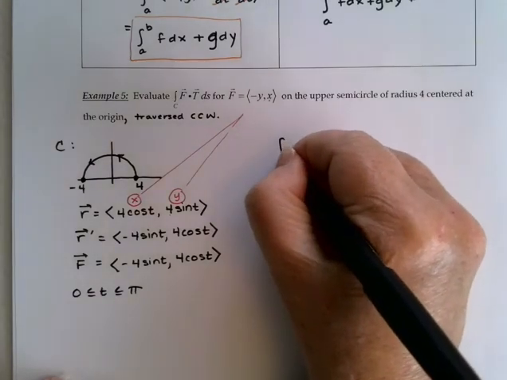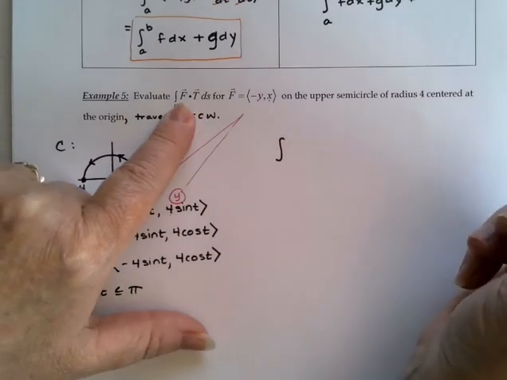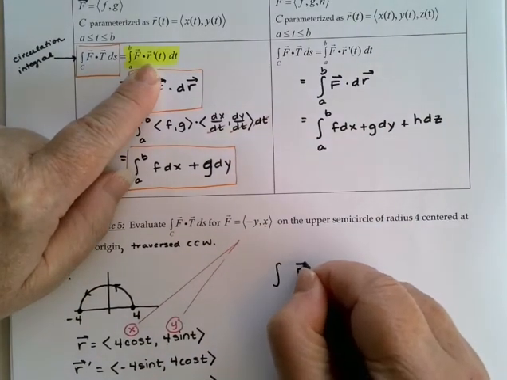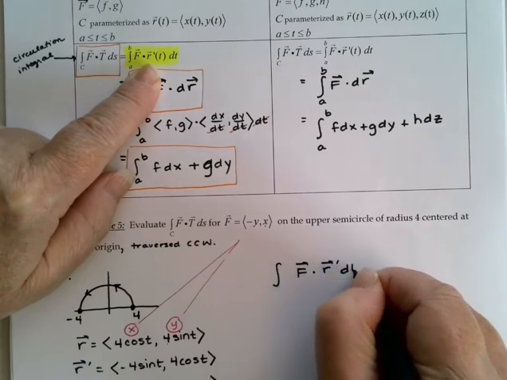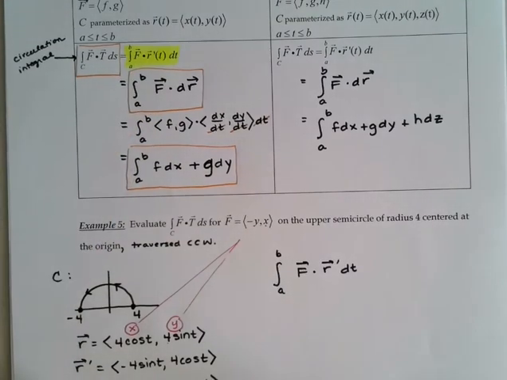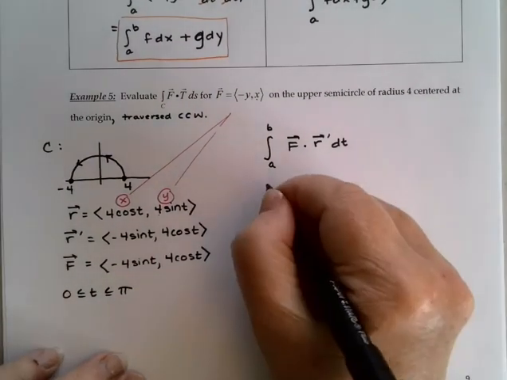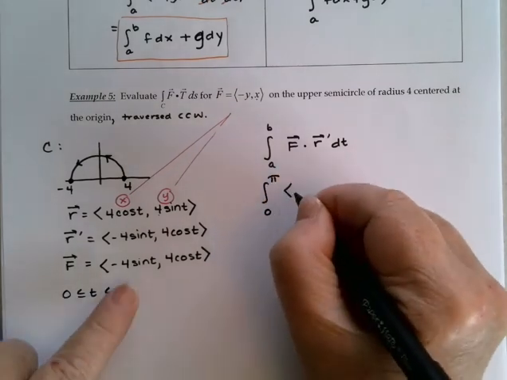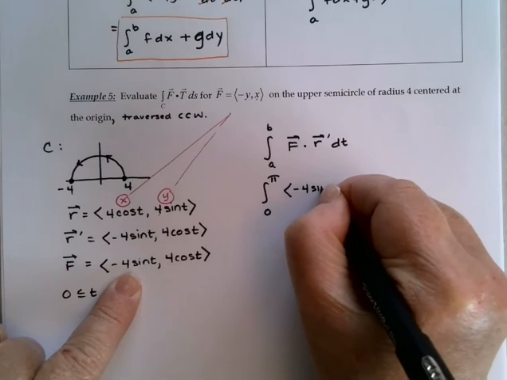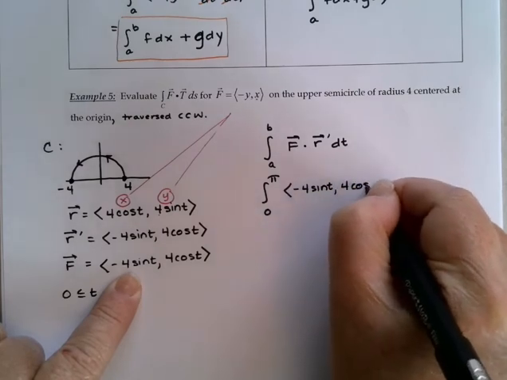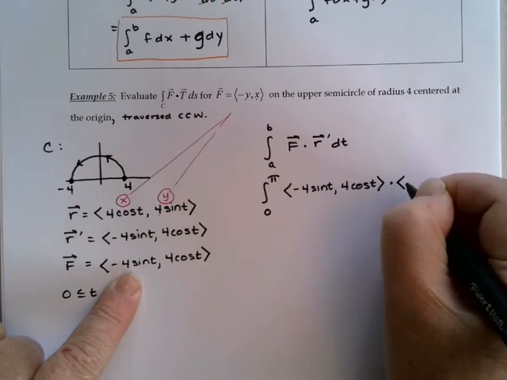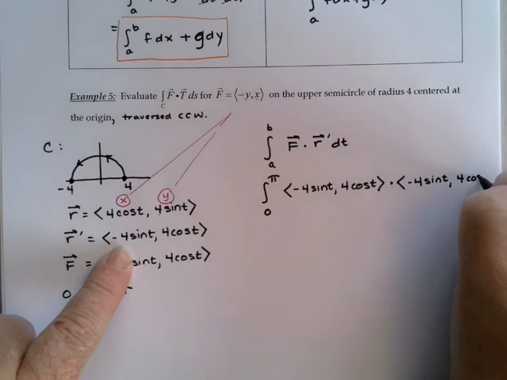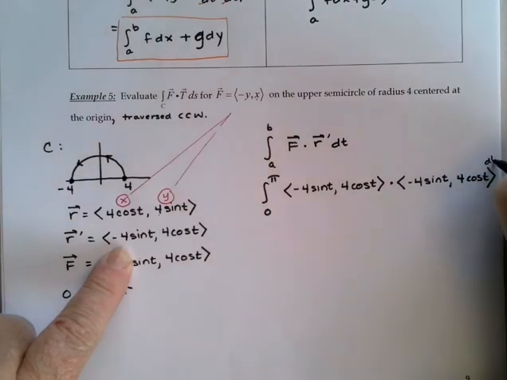I'm going to say that instead of evaluating F dot T ds, I'm going to go back to my favorite way. I'm actually going to go with F dot r prime dt. I'm just going to plug in all of this information. Our integral goes from 0 to pi. Put in my F, dotted with my r prime, dt, squeeze that in.